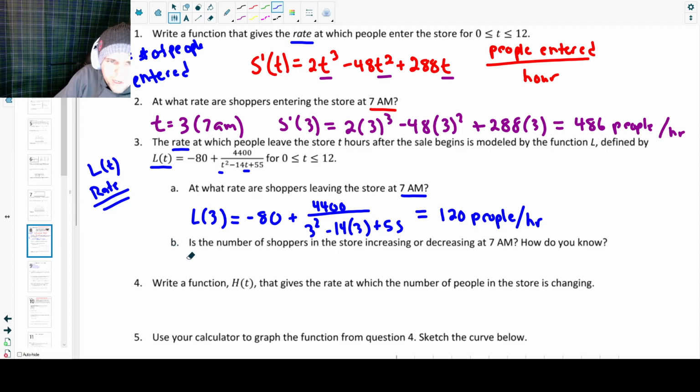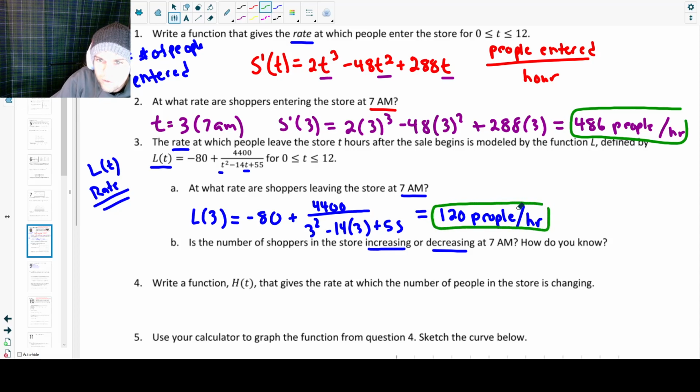All right. Question B, is the number of shoppers in the store increasing or decreasing at 7 a.m.? How do you know? Well, there's sort of two things happening in this situation, and we need to determine the net effect. We know from our previous calculations that there are this many people entering the store per hour at 7 a.m., and then there are this many people leaving the store, right? So this is a positive rate for our scenario, right? They're entering, whereas this is a negative rate because people are leaving.